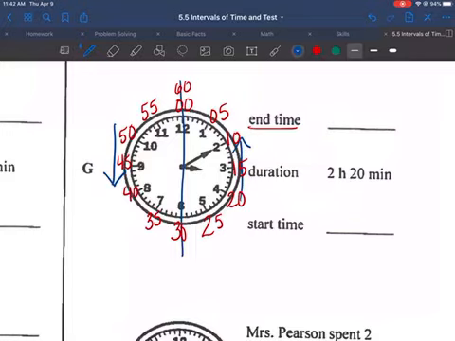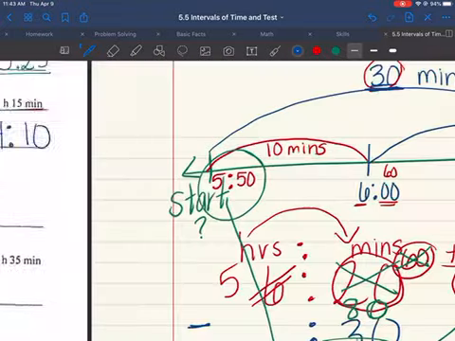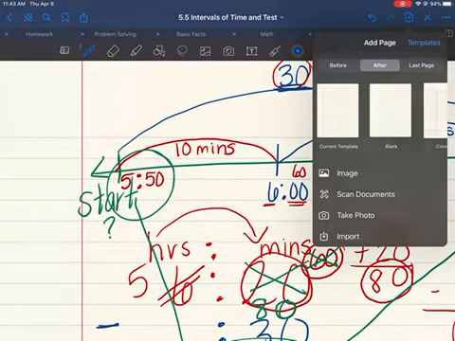I start by looking at the hour, which is a little small one, and it's pointing between 3 and 4. The arrow says to look up. Who is up? 3 o'clock. How many minutes? It's pointing to the 2. 2 means 10 minutes. Okay, we're going to go ahead and get another sheet of paper so I can do my work.